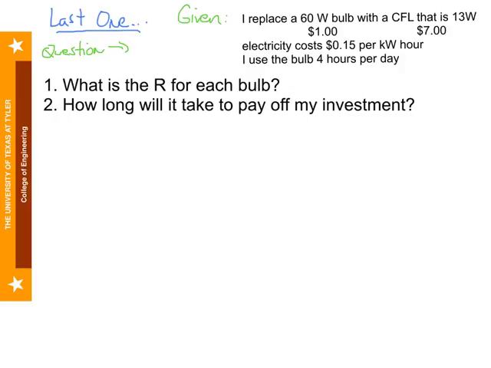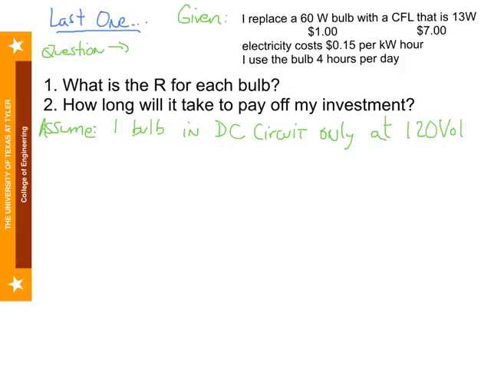And I'm going to write this for an assumption. We're going to assume that we're talking about one bulb, right, in a DC circuit only. I know that's not quite what we have in our house, but we're going to leave it there. And we're going to say that that DC circuit's running at 120 volts. All right, 120 volts.